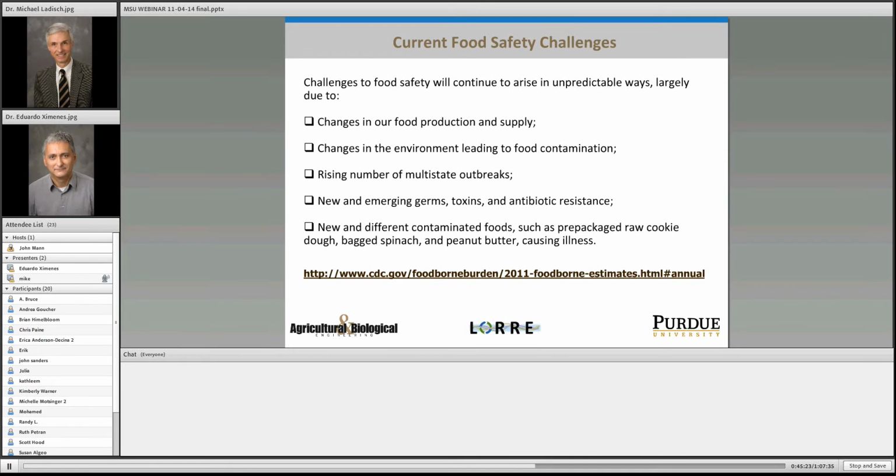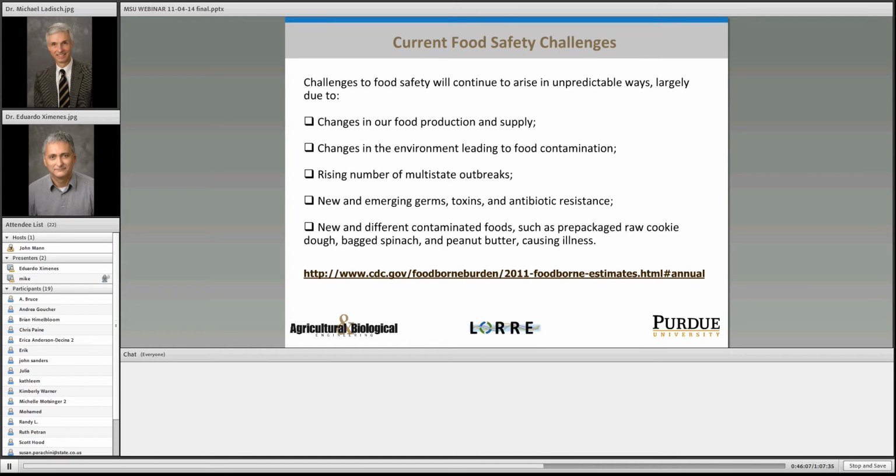So the current food safety challenges is that food safety will continue to arise in unpredictable ways. And if you follow some of the recent incidences, that pretty much, unfortunately, is still the case. It also will reflect changes in food production and supply, and changes in the environment leading to food contamination, a rising number of multi-state outbreaks, which means you'd like to catch a problem before it is distributed to the consumer, as well as new and emerging toxins, antibiotic resistance, and microorganisms, and so forth.